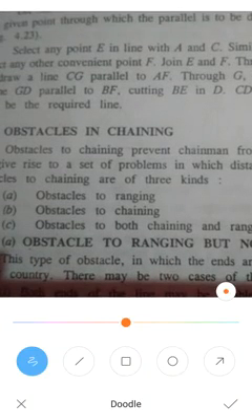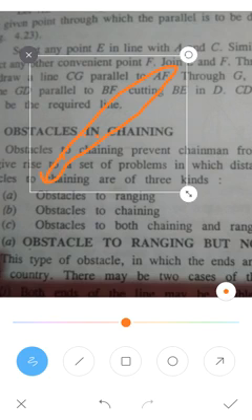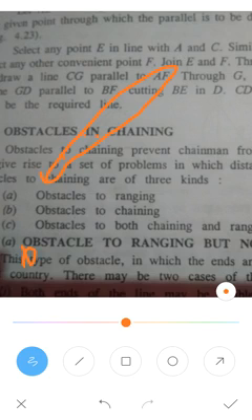Next is the obstacle. When we are measuring with a chain, I told you there is a measurement chain. Consider this is the chain. There are two points, A and B. These are the two points that you have to measure.